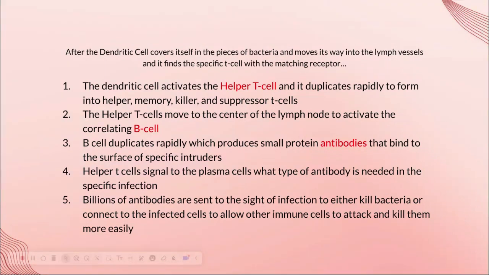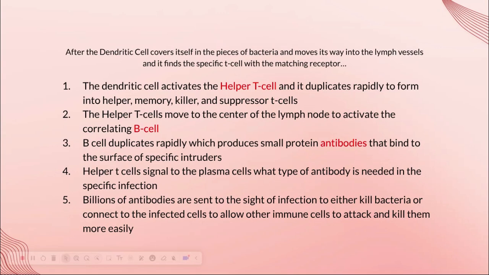Some travel to the site to help fight the infection, which are killer T cells. Some travel to the center of the lymph node to activate the virgin B cell with the same setup as it, which is helper T cells, and then the suppressor T cells will also stay around in the lymph nodes to turn off the immune system after it is done and the immune cells stop getting stimulated.